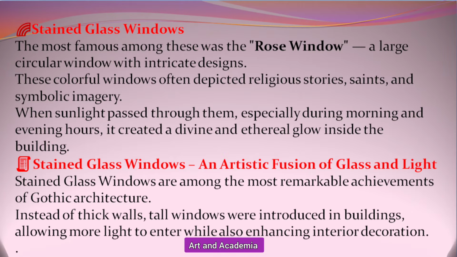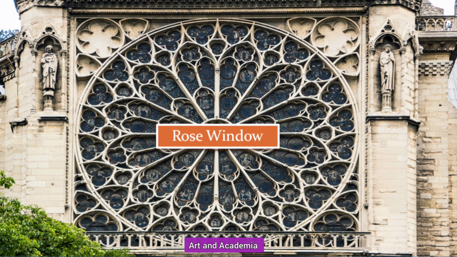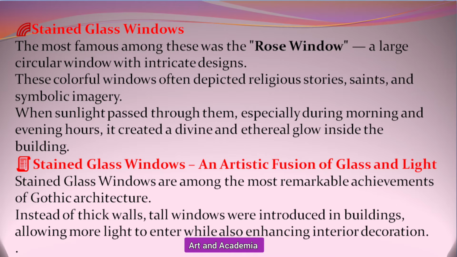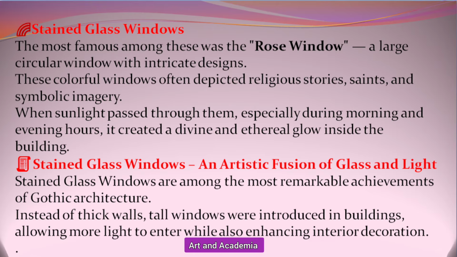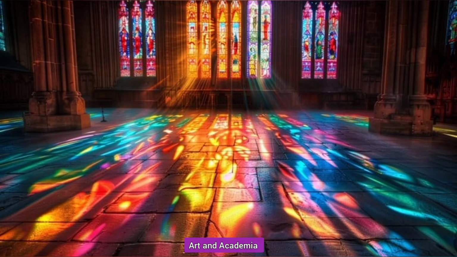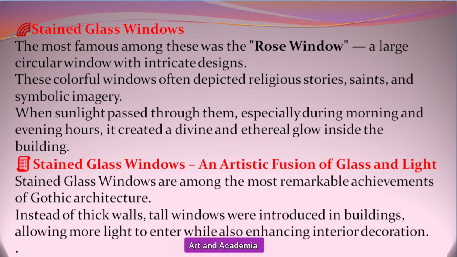Stained glass windows. The most famous among these was the rose window, a large circular window with intricate designs. These colorful windows often depicted religious stories, saints, and symbolic imagery. When sunlight passed through them, especially during morning and evening hours, it created a divine and ethereal glow inside the building.